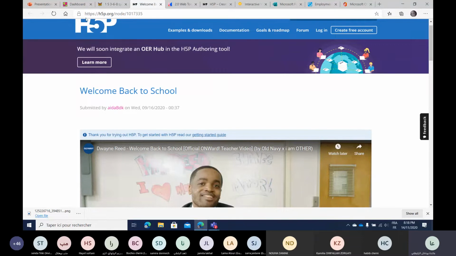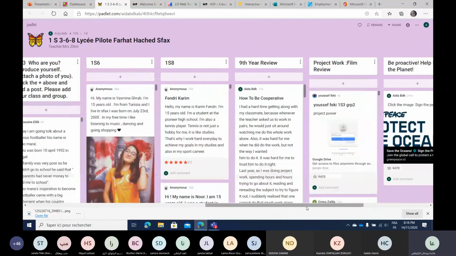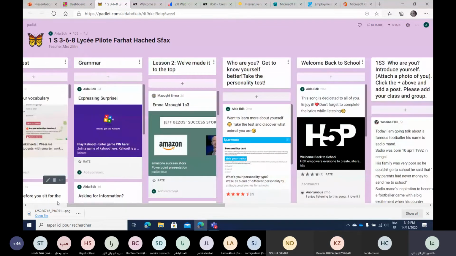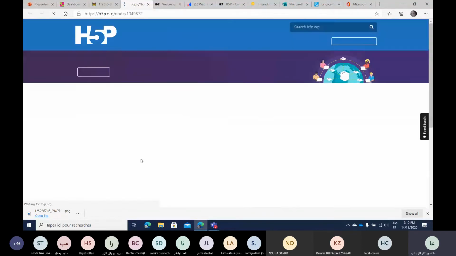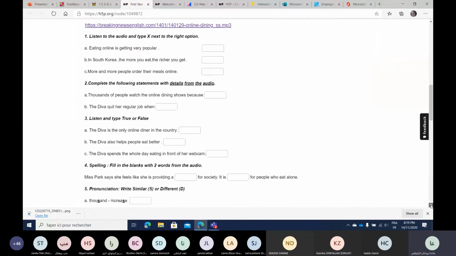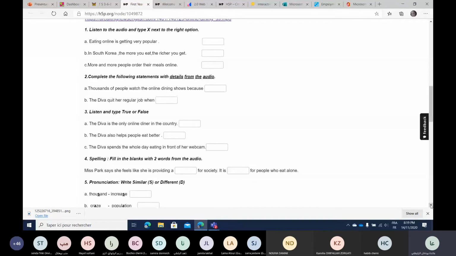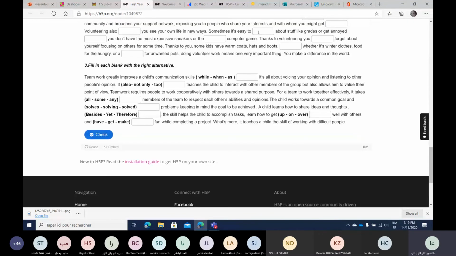I go back to the Padlet and see what I can do. Other things we have done with H5P, like for example, devising tests. Mock tests with a simple content in H5P, which is fill in the blanks. Thanks to the fill in the blanks content in H5P, I was able to devise a whole test. So students will fill in. It's very easy to use, actually.